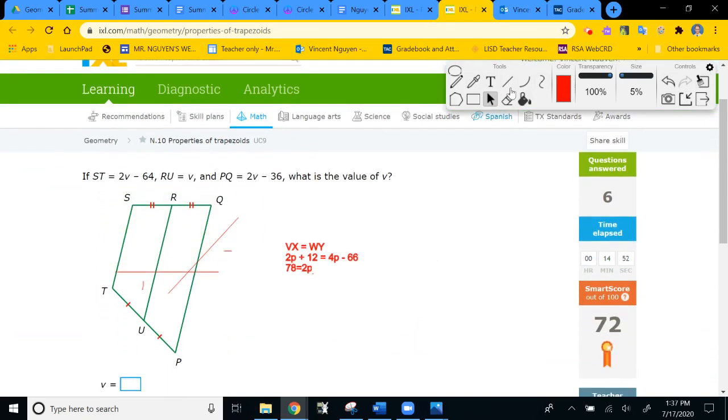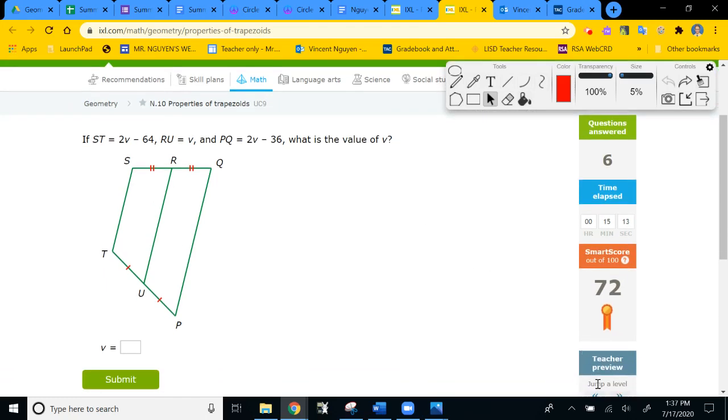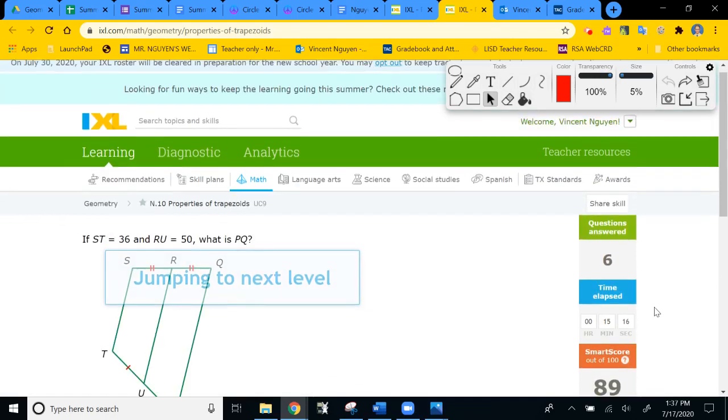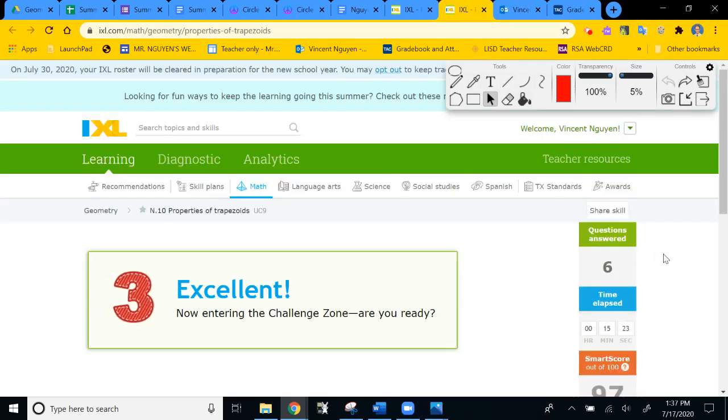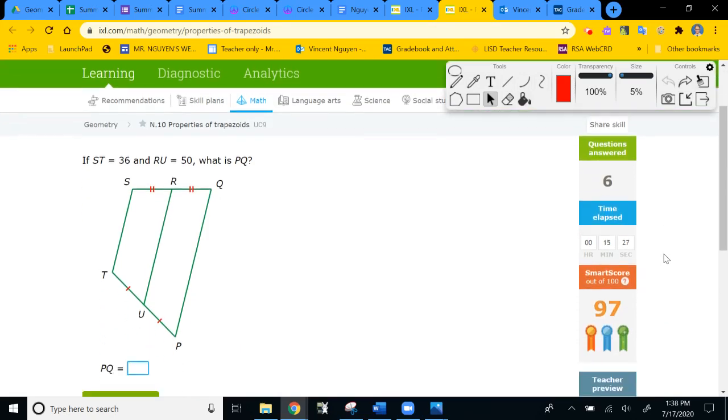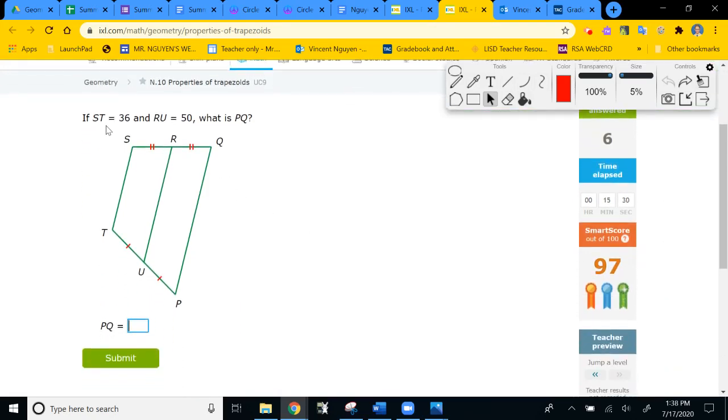So far we've seen different types of problems already, right? We've seen problems that deal with base angles, problems that deal with the diagonals, and problems that deal with the median and the bases. So I think this problem is starting to repeat now. So I'm going to jump level just so that I can get to the challenging problems. Same problems. All right, so we're in the challenge zone. Very cool. We'll do a couple more, and then it's probably repeating again. Oh yeah, that one's repeating, but I think it wants me to do it. If I don't do it, it's going to start repeating again and again if I jump level.